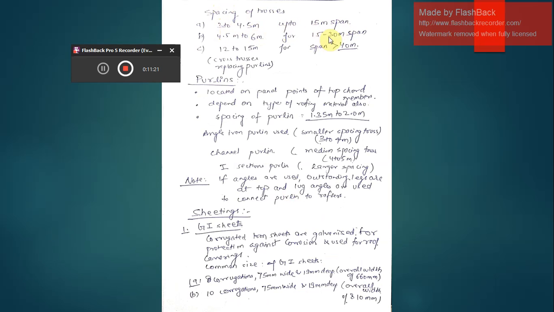If we have to provide a 15 to 30 meter span truss, then 4.5 to 6 meter spacing of the truss has to be provided, and for greater spans, that is greater than 40 meter, we have to provide 12 to 15 meter of spacing between the trusses. Next comes the topic purlins.